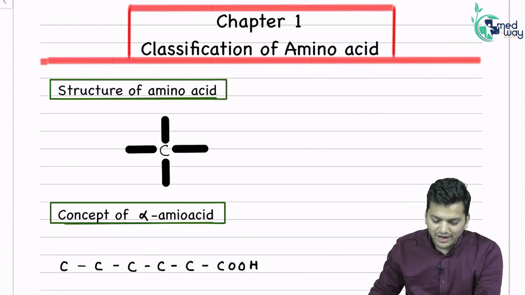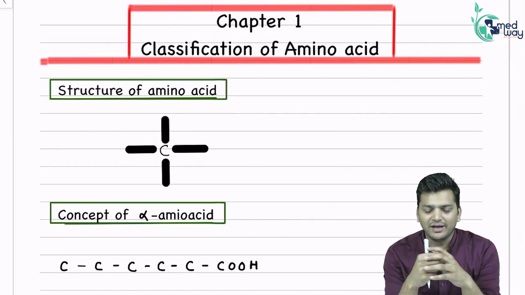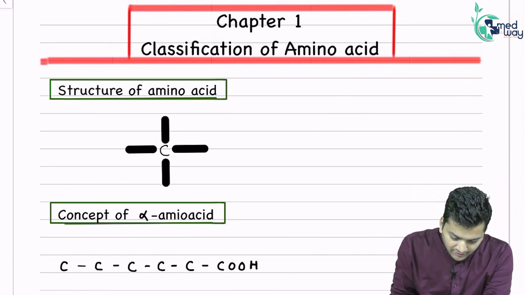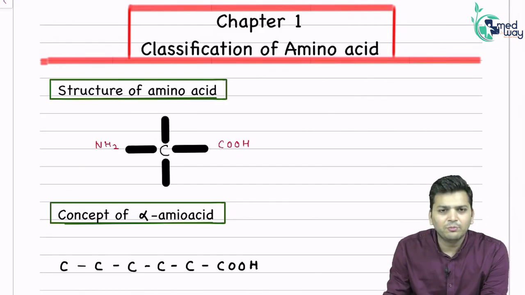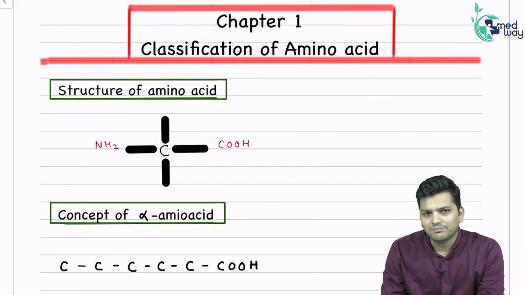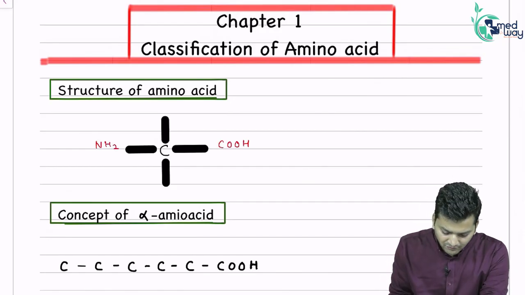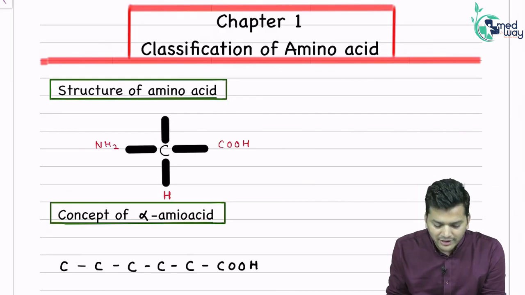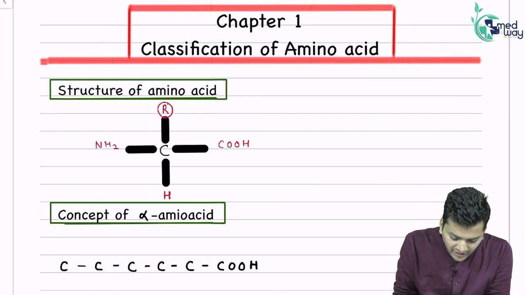See, we know that carbon has 4 valencies. If out of these 4 valencies, one has the amino group and another has the acidic group, then this is called an amino acid. NH2 is the amino group, COOH is the acidic group. Of the rest of the 2 valencies, one will be a hydrogen, and the fourth valency can be anything. It can be hydrogen, carbon, alcohol, sulfur, anything. So I'm writing R. This R stands for any group.